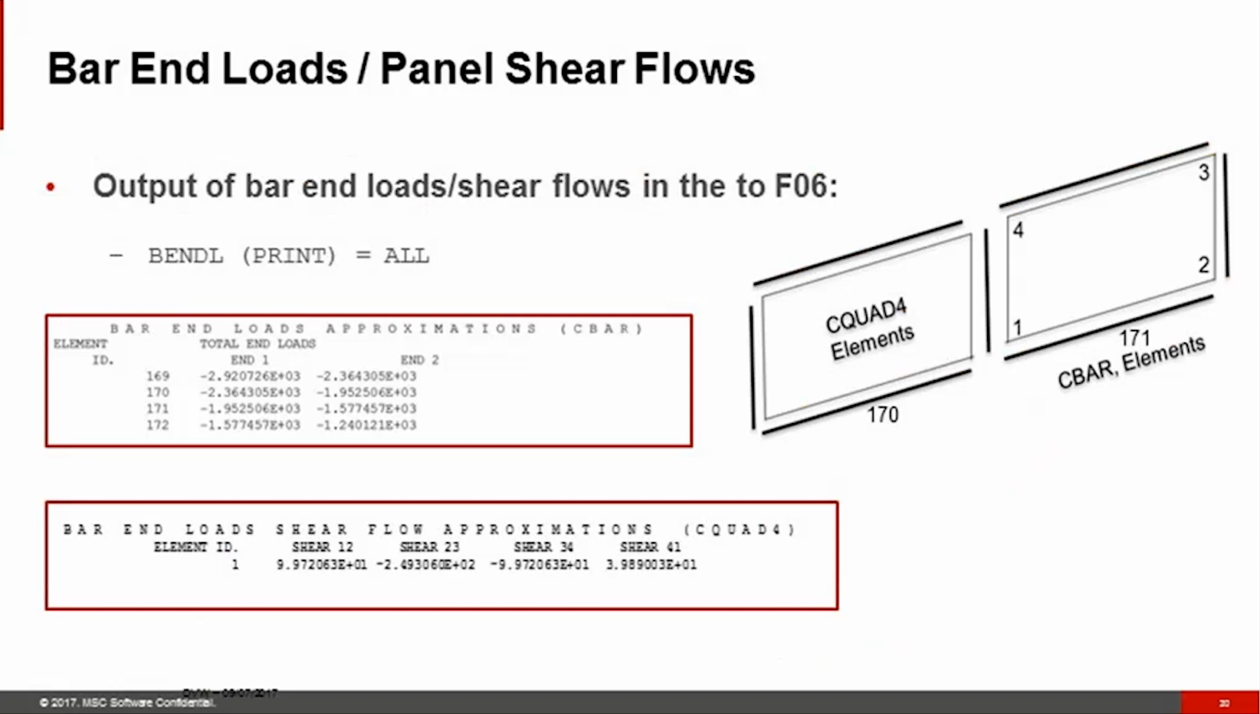So here we can see a typical output printed in the F06 file using the BENDL print option. And we can see the total end loads at N1 and N2 for the bar elements. And it's a very useful feature, especially for aerospace.